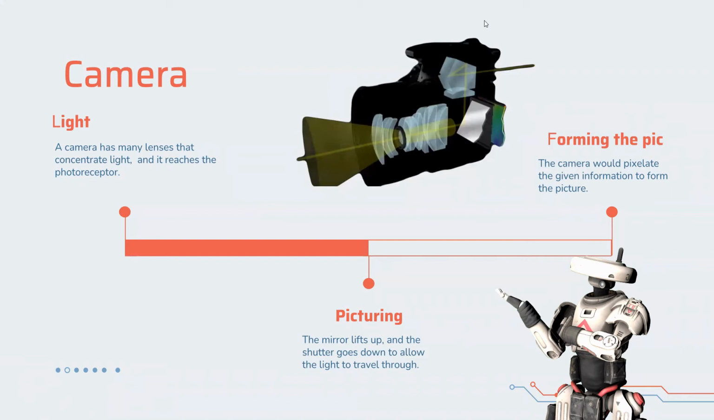And then when forming the picture, the photoreceptor will take the red, green, blue, and even the gray scale, and make it into a pattern. Like the red will be here, the blue will be here, and it will be pixelated and form kind of like a puzzle piece. It will connect all the patterns together to get the image that you see on your camera.